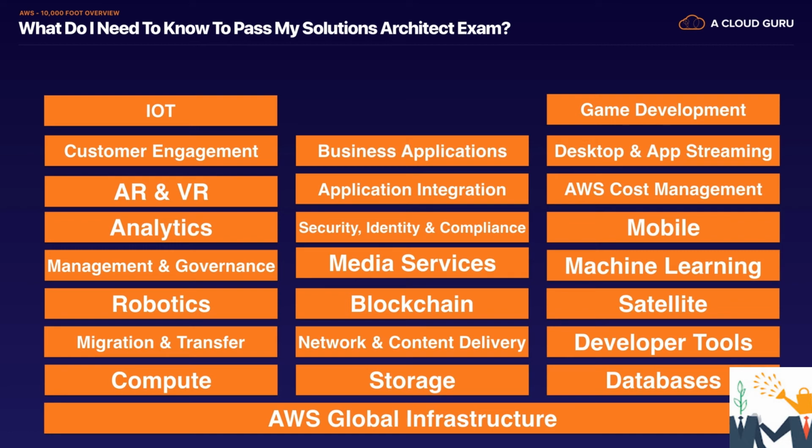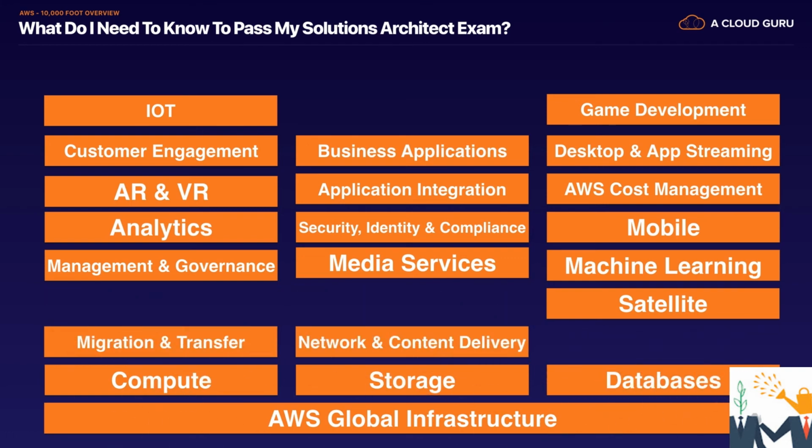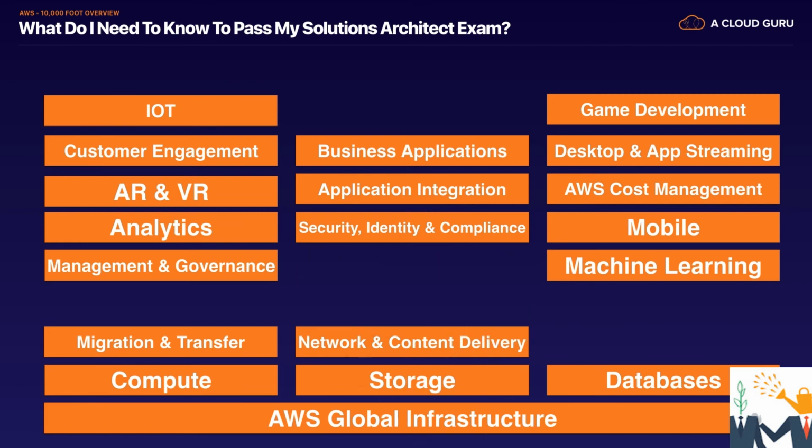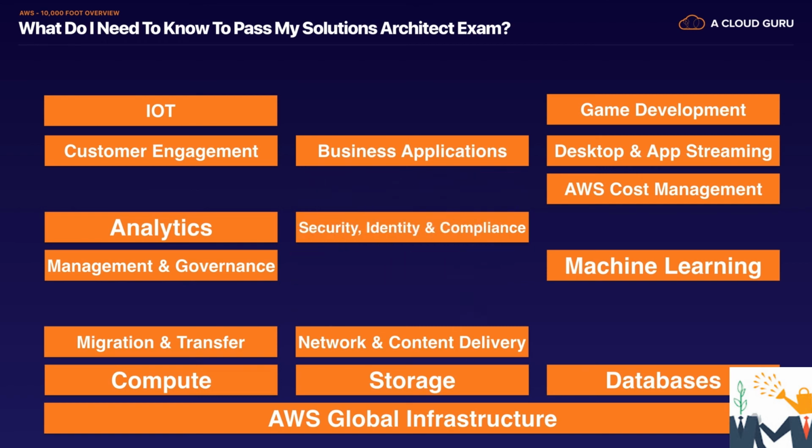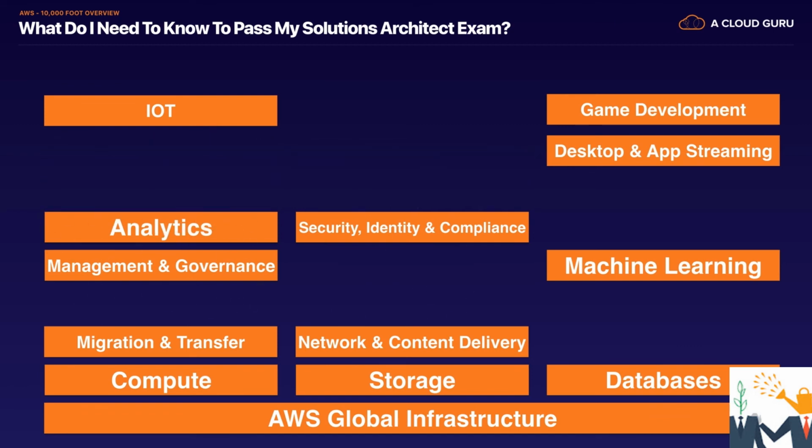So what is it we need to know to pass our Certified Solutions Architect exam? Well, why don't we just start with what we don't need to know? So we don't need to know developer tools. We don't need to know robotics or blockchain or satellites. We don't need to know media services. We don't need to know mobile. We don't need to know AR and VR, application integration. We don't really need to know cost management. We kind of do a little bit. That's a bit of a touchy one, so I've made it fall off. But we will cover cost control on AWS because that is an important part of being a Certified Solutions Architect. We don't need to worry about customer engagement, business applications, and IoT or game development.